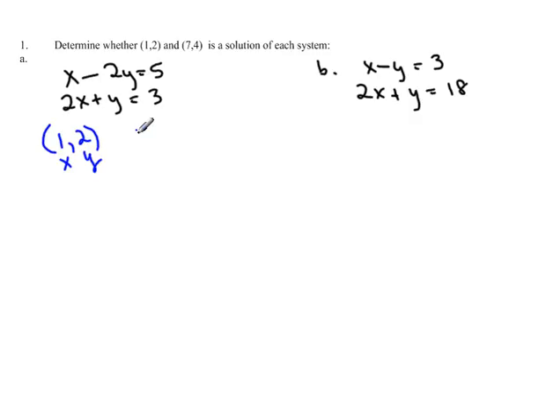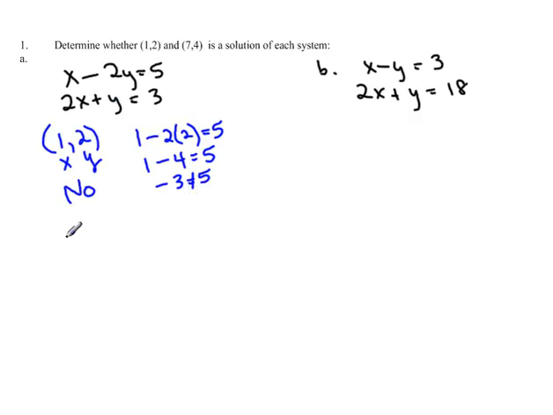So this first one's going to be 1 minus 2 times 2 equals 5. That's 1 minus 4 equals 5. Negative 3 equals 5. Well, you see negative 3 does not equal 5. That doesn't work for the first equation, therefore 1, 2 is not a point that's a solution to that system. In order to be a solution for the system, the point needs to work in both equations. And the moment it doesn't work, as in this problem, you can stop.